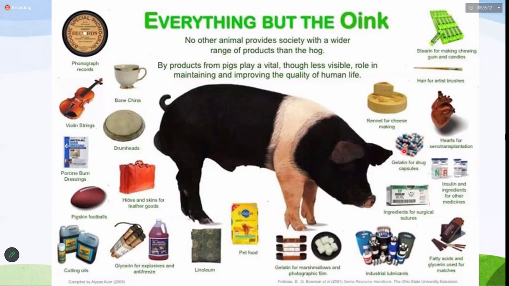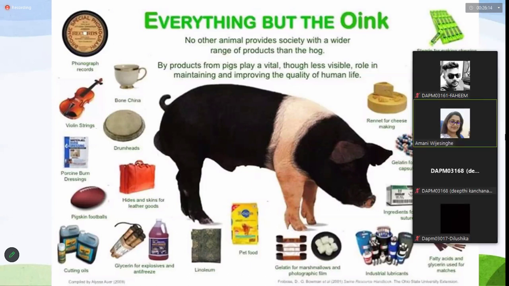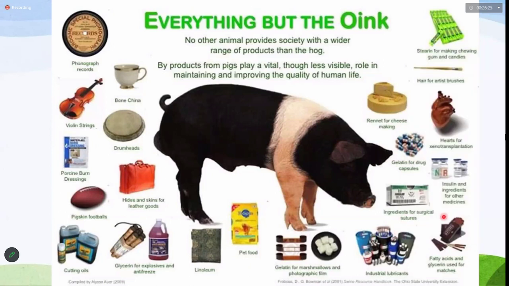Then for capsule production, gelatin is used to make the capsule cover. Gelatin is made from cartilage, and there is also insulin. So ingredients for surgical purposes, likewise a number of products we can have.